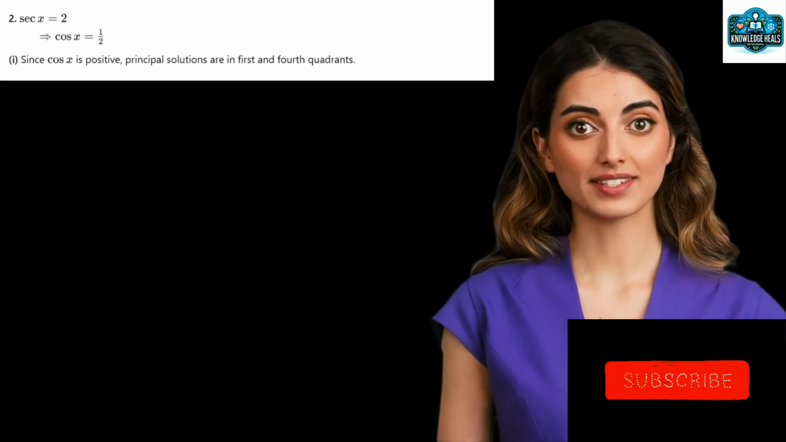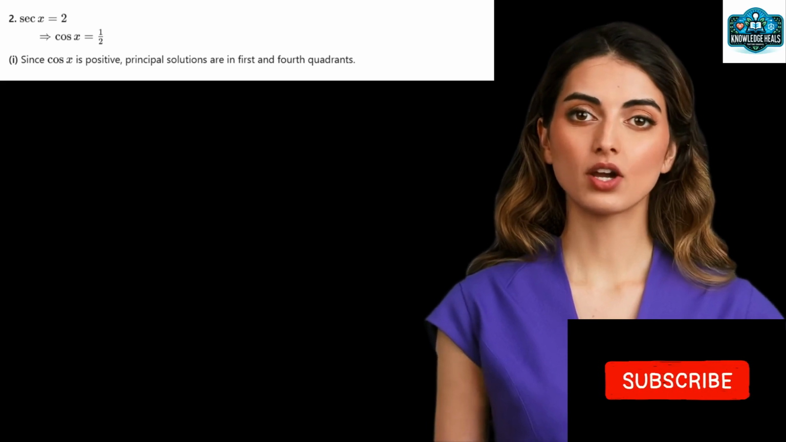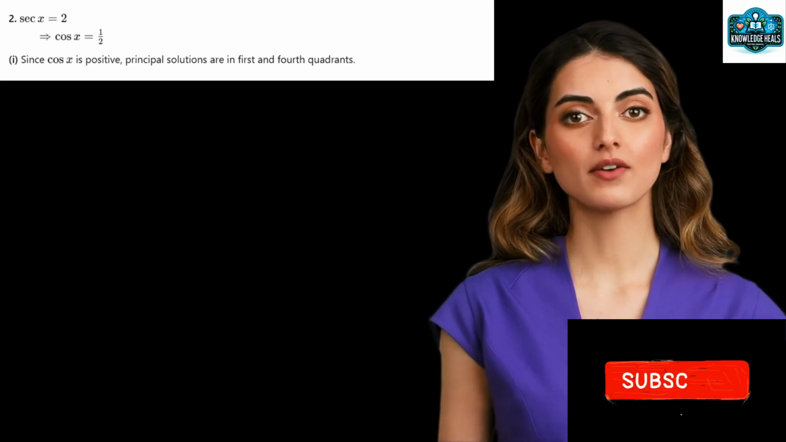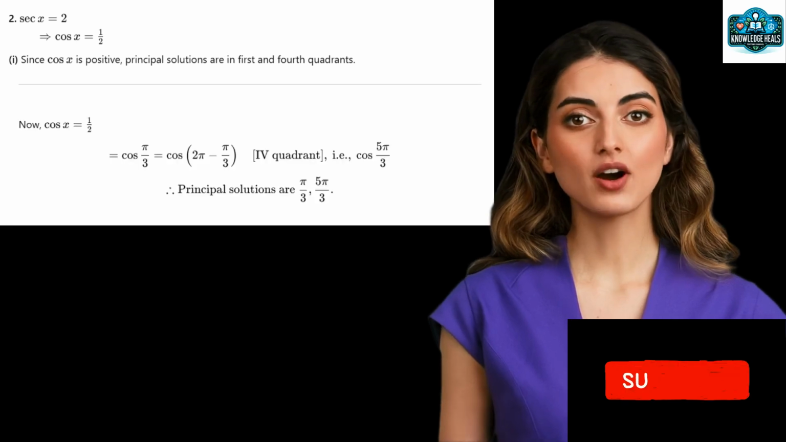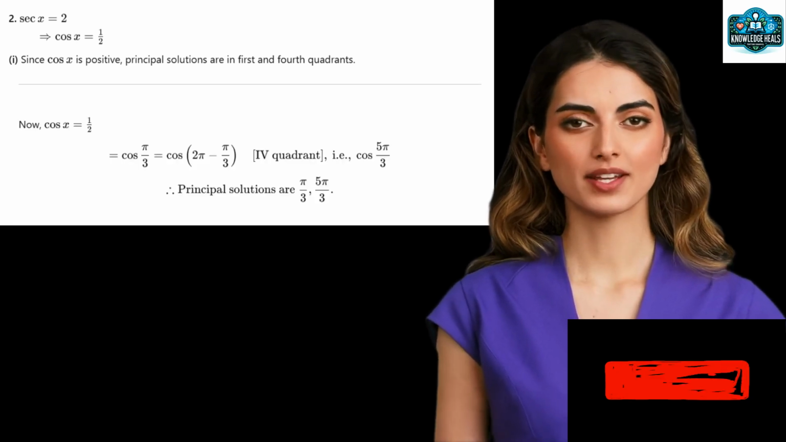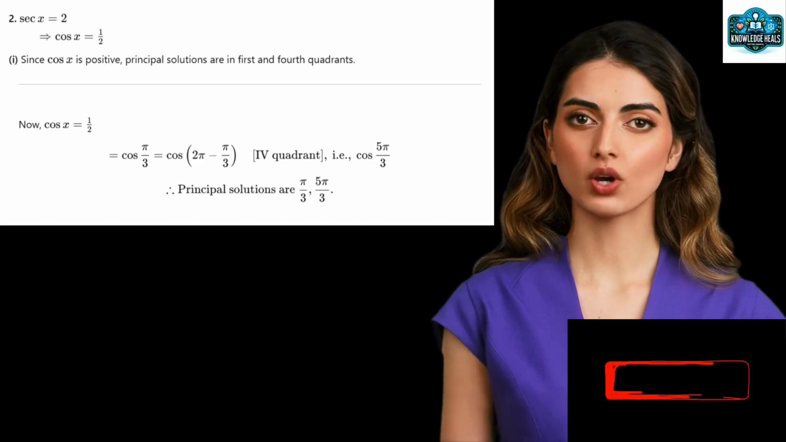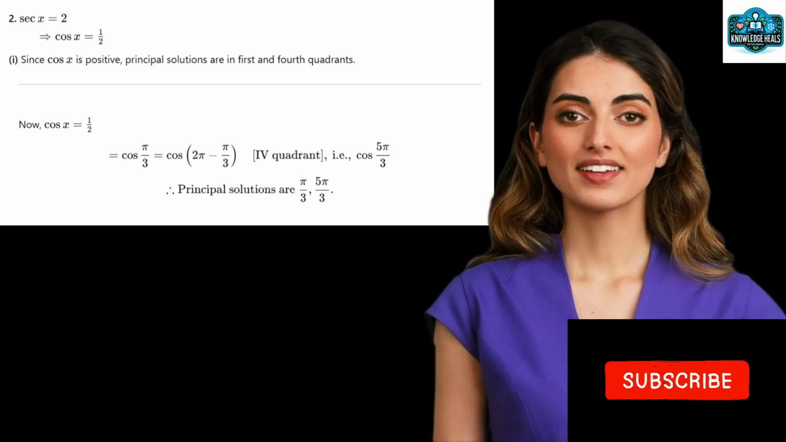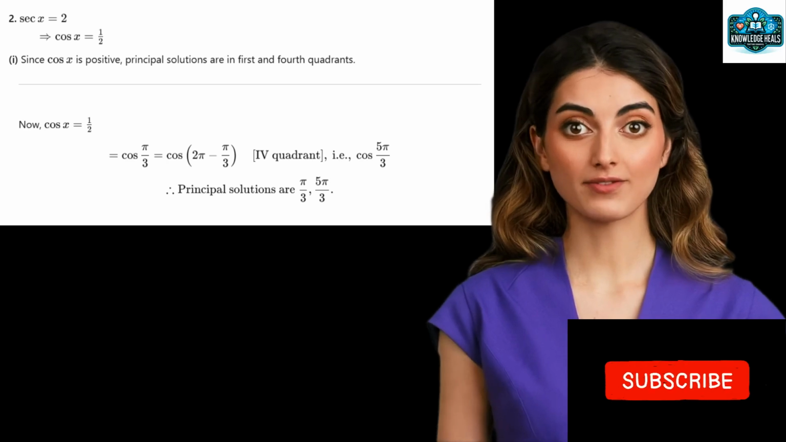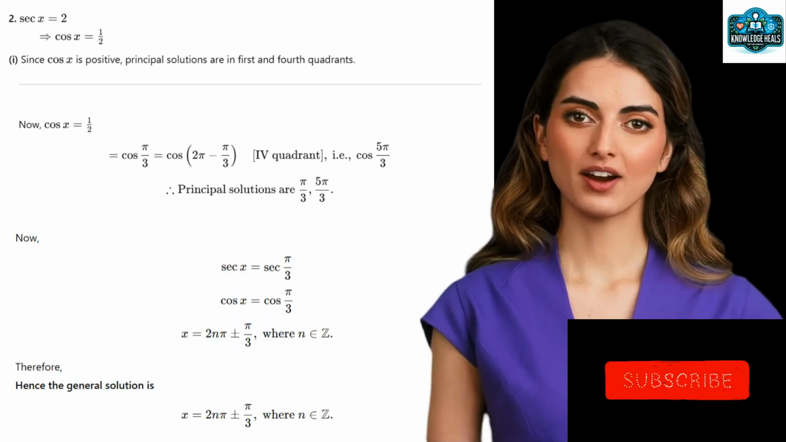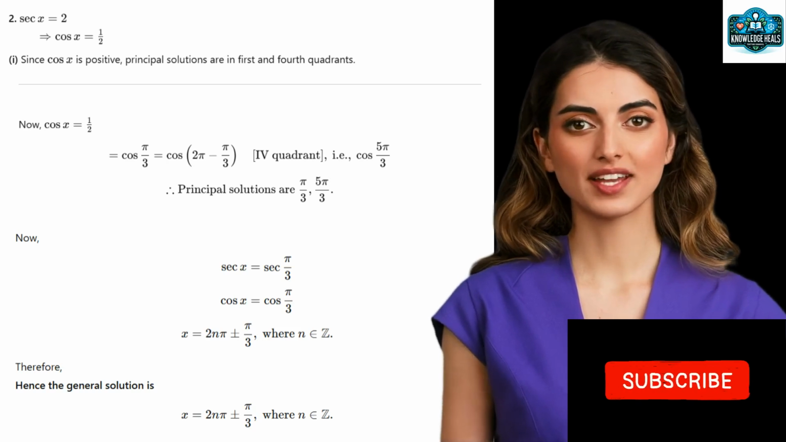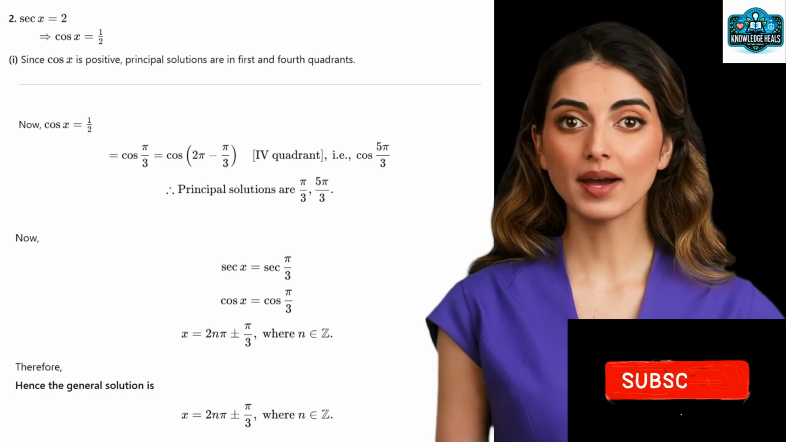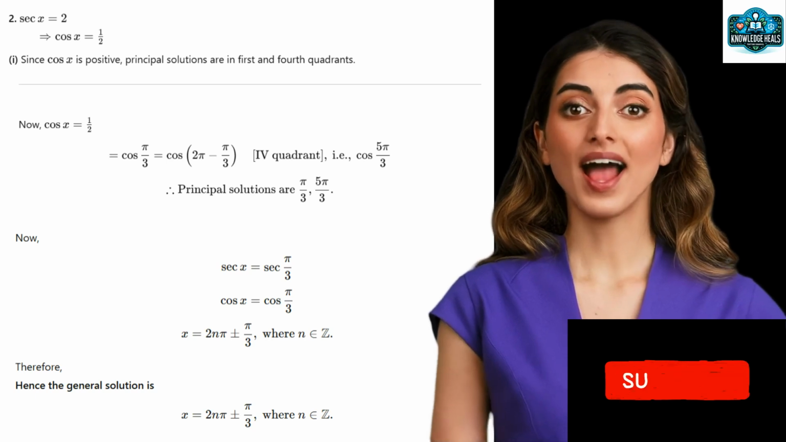Our second question is sec x equal to 2, which can also be written as cos x equal to 1 by 2. As cos x is positive, principal solutions are in the first and fourth quadrants. As cos x is 1 by 2, we know 1 by 2 is cos pi by 3, which is equal to cos of 2 pi minus pi by 3 in the fourth quadrant, that is cos 5 pi by 3. Therefore, principal solutions are pi by 3 and 5 pi by 3. Now, as we know in our equation sec x equal to 2, which is equal to sec pi by 3. Therefore, our general solution is x equal to 2n pi plus minus pi by 3, where n belongs to Z.